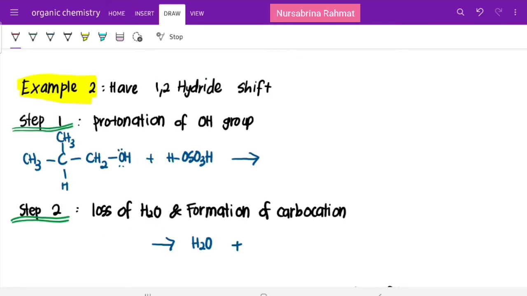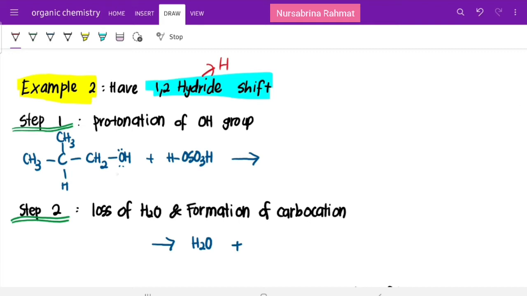In my second example, I will show you a reaction which involves a 1,2-hydride shift. The 1,2-hydride shift is an example of carbocation rearrangement. Hydride refers to hydrogen, so that means we are moving hydrogen in the carbocation rearrangement. I have this alcohol, and I will always start by making protonated alcohol.